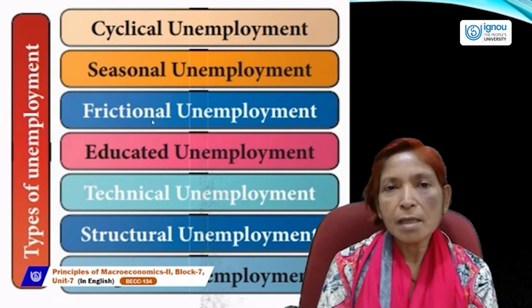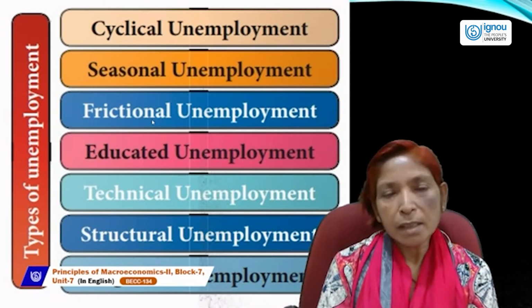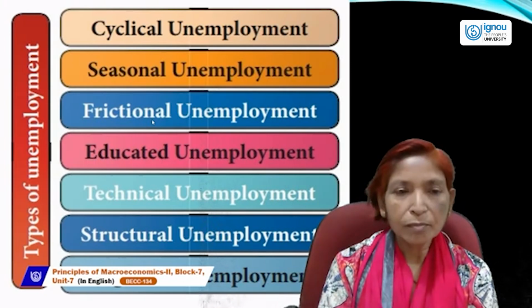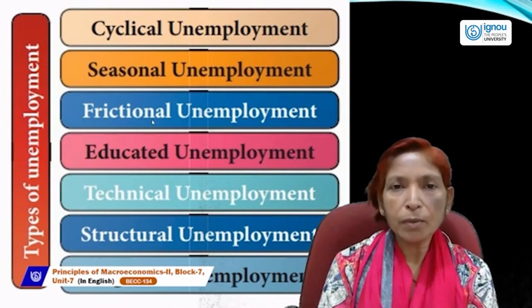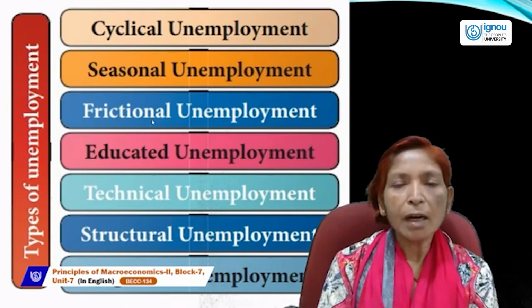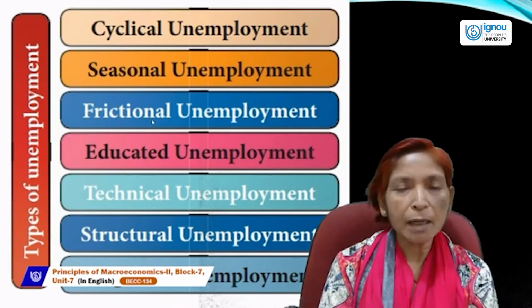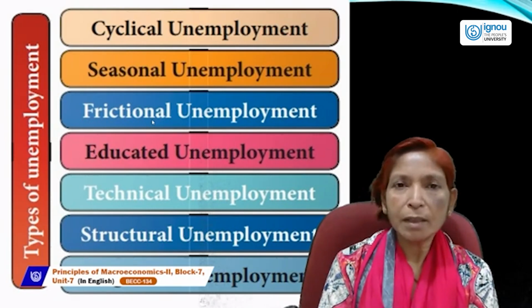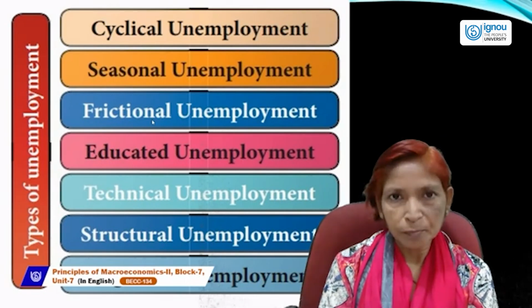Next is seasonal unemployment. We can see this type of unemployment in the agriculture sector and everywhere, because some crops are produced according to the particular season. There are two types of crops in India. One is Rabi crops and the other is Kharif crops. One crop is related to the summer season and the other to the winter season.